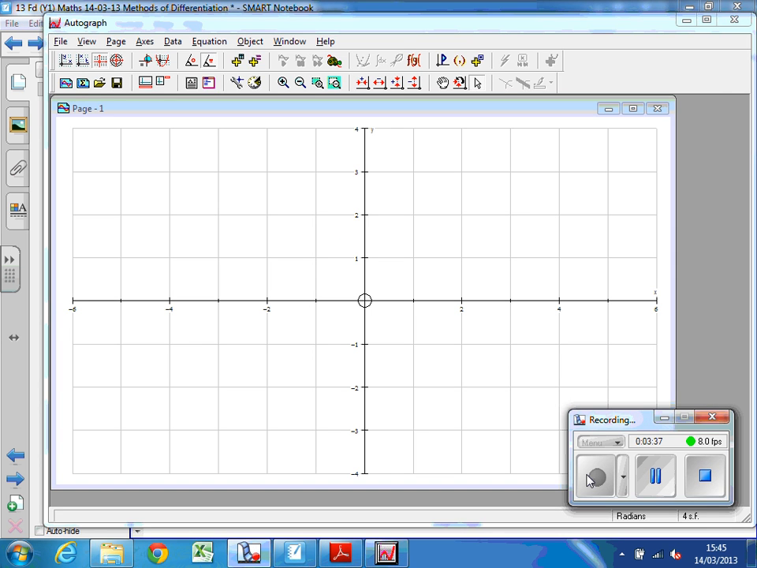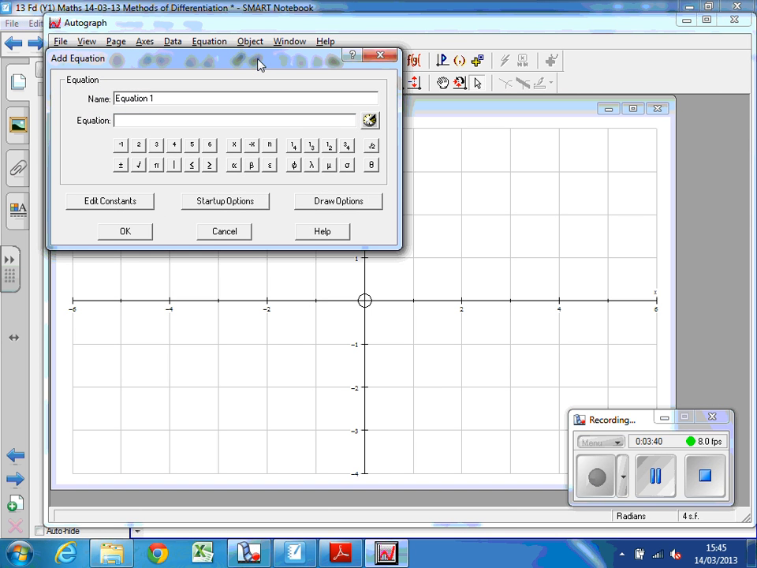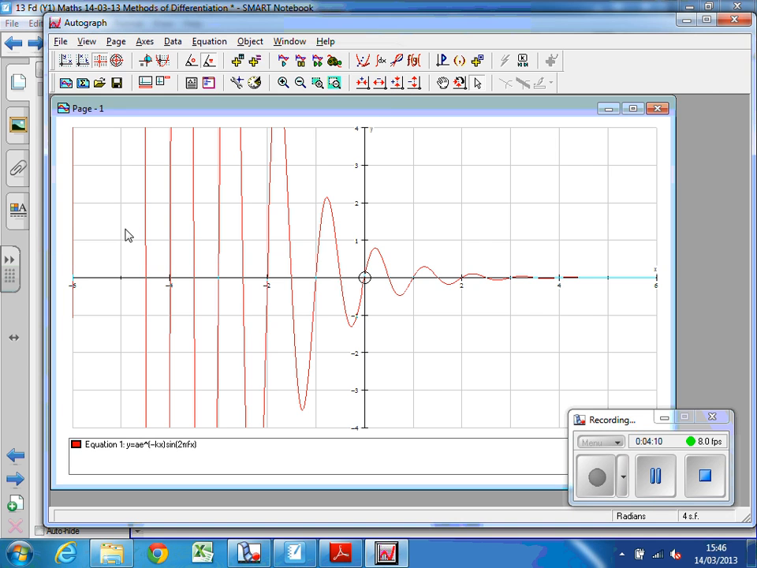If we put it on Autograph, let's see what we get. So typing it in, y equals A e, it recognises e as this natural number, to the power minus kt, or x, we're going to have to use x there, times the sine of 2 pi fx. And that's what we get if we put it on Autograph.